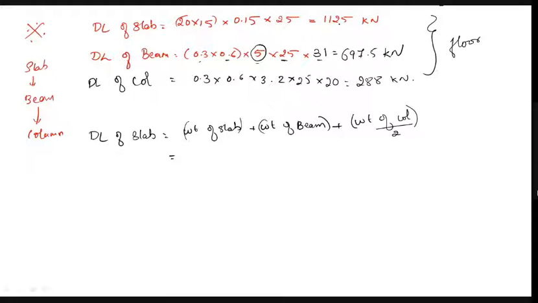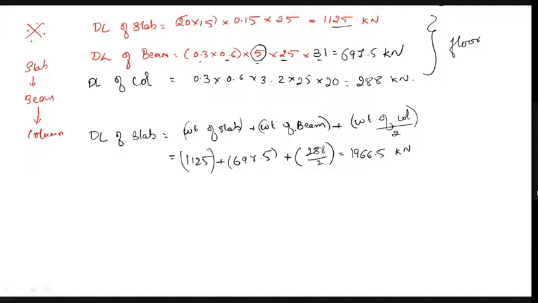Weight of the slab, how much we have got? 1125. And weight of the beam, how much is it? 697.5. We have already calculated. And column load, how much is it? 288. We will take it as half of it. Therefore, the total weight is 1966.5 kilonewton. Correct.